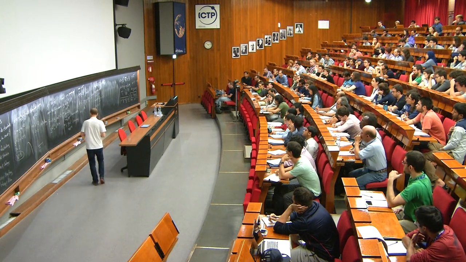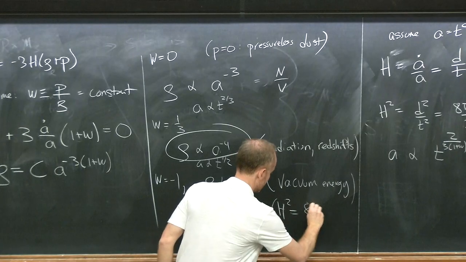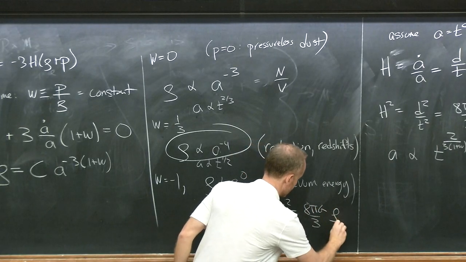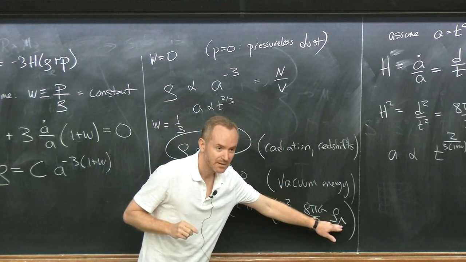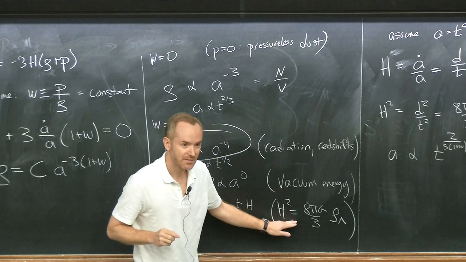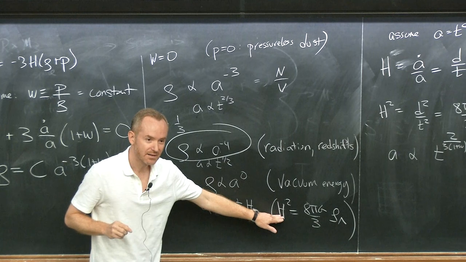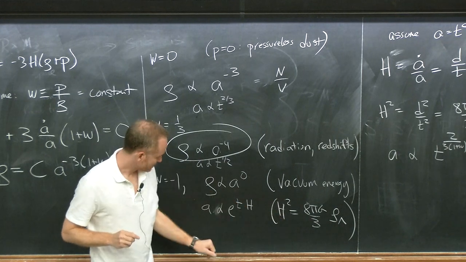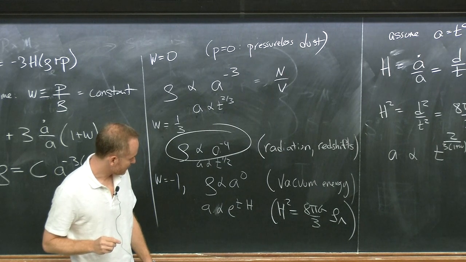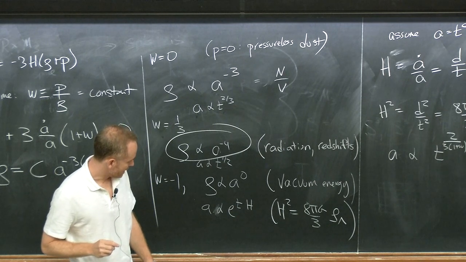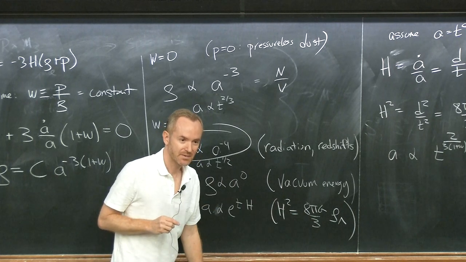Good, so H in this equation is 8 pi G over 3 times rho lambda. Okay, so this is the energy density of the vacuum times this constant, that's what H is. And if I plug in A to the left-hand side and take two derivatives, and then divide by A, then it satisfies this equation. Is that clear?